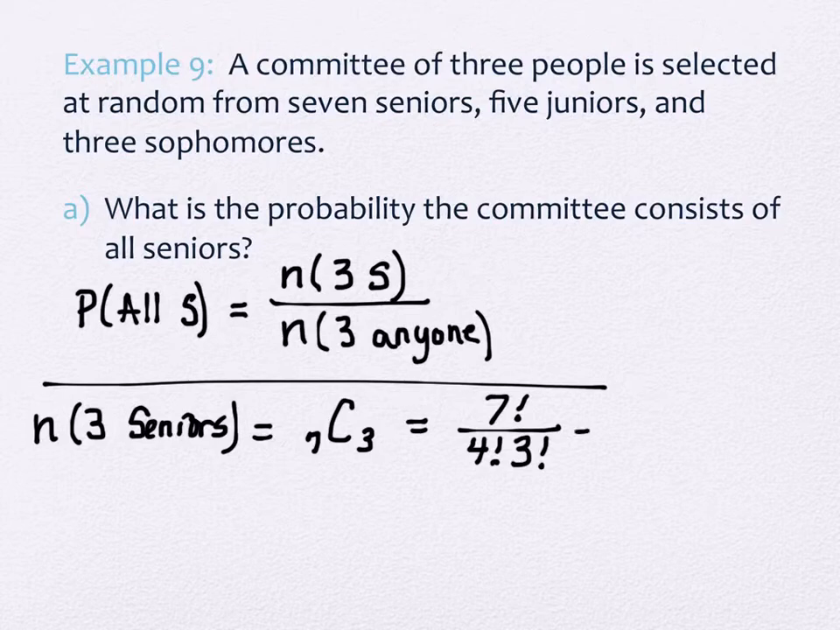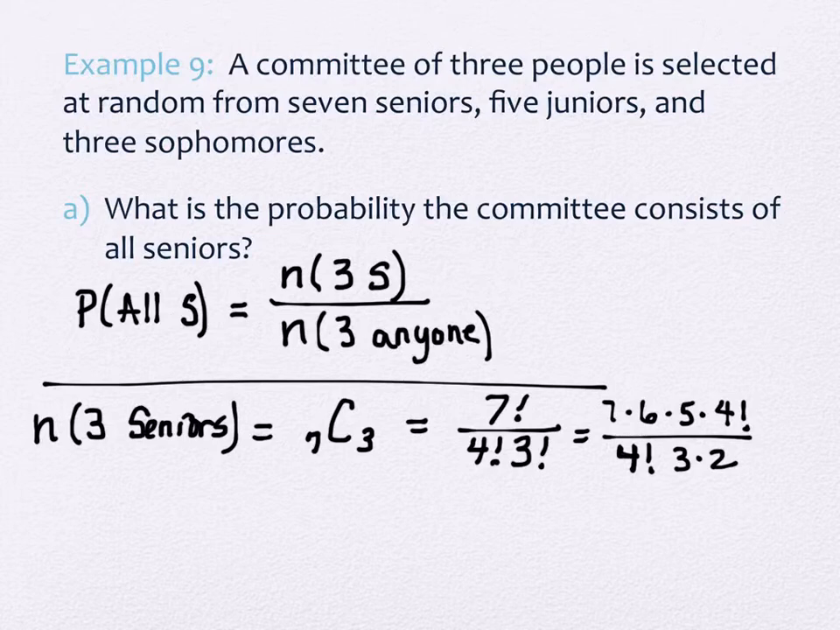All right, so we're going to write this out. 7 times 6 times 5 times 4 factorial. I've got 4 factorial on bottom. And 3 times 2. What reduces? Yes, thank you. Okay, what else reduces? 3 times 2 is 6. So how many ways are there of getting all seniors? 35. Now we need the ways of getting anybody.